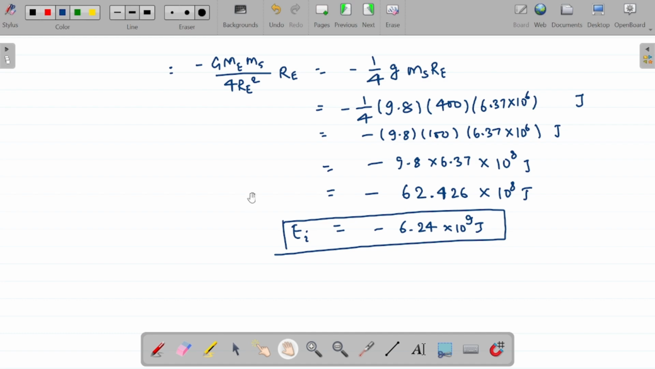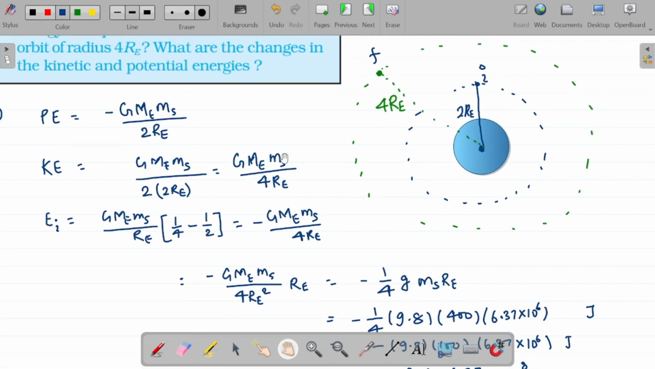We have solved for the initial potential energy and initial kinetic energy. So let me write it here: initial potential energy, initial kinetic energy. Now we have to calculate for the new orbit. The orbital radius is 4 RE.